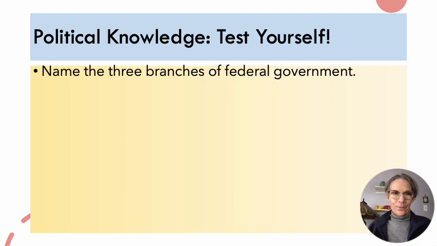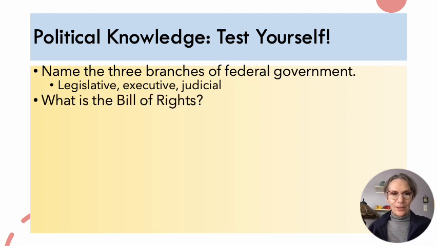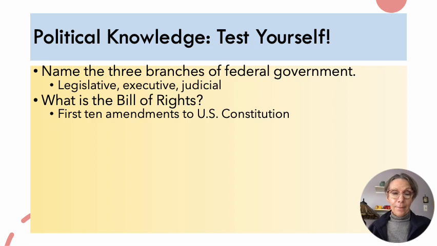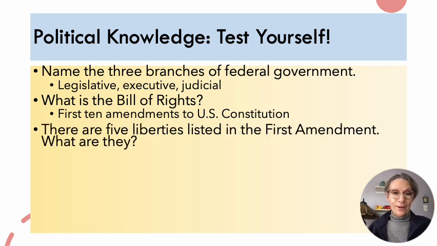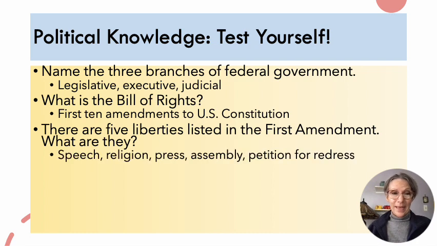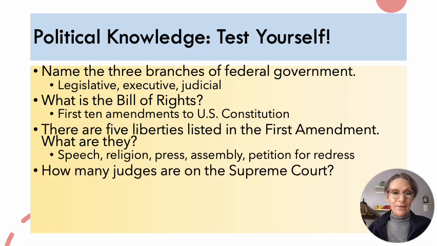So how did you do? What are the 3 branches of government? The legislative, the executive, and the judicial branch. What is the Bill of Rights? The Bill of Rights is the first 10 amendments of the United States Constitution. There are 27 amendments altogether. There are 5 liberties listed in the First Amendment. What are they? Speech, religion, press, assembly, petition for redress of grievances.